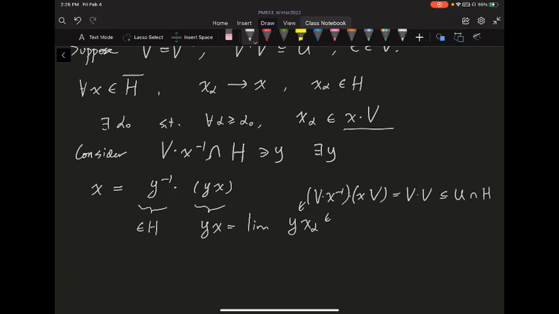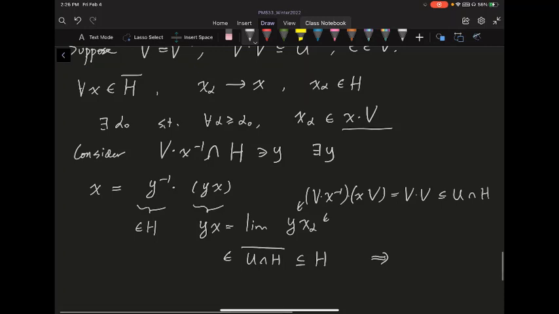Well, now we have proved that y times x is the limit of elements in U intersect H. So that's going to be inside the closure of U intersect H. You can think of this closure inside G, but we just proved that it is also the closure inside H, so this closure has to be inside H as well. So in other words, y times x is also inside H. This just shows that x is a product of two things in H, so x is inside H.